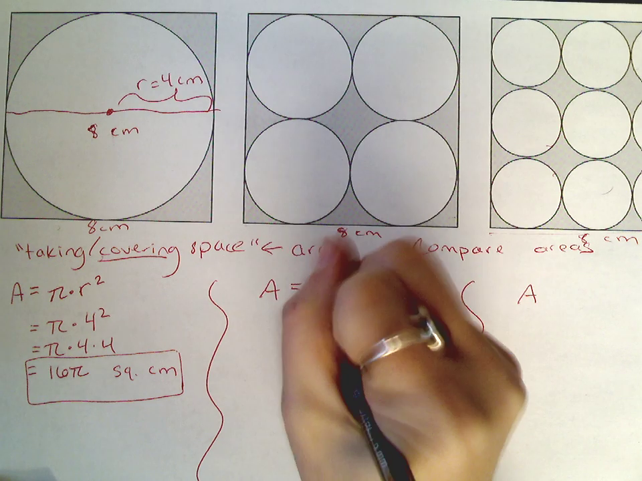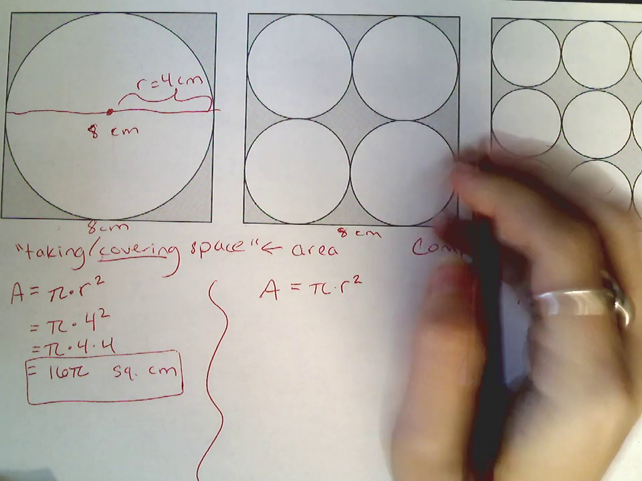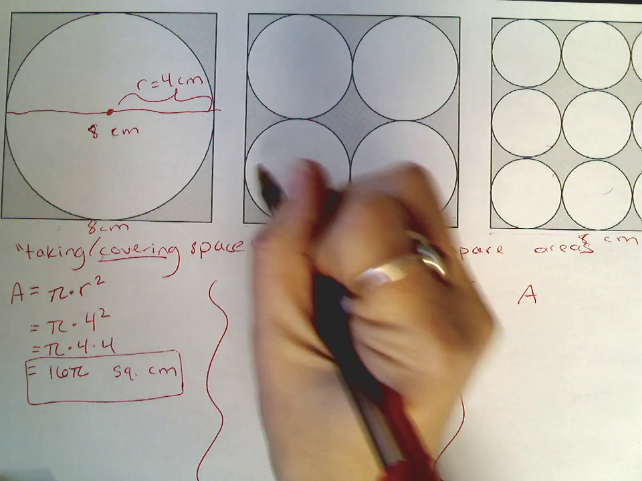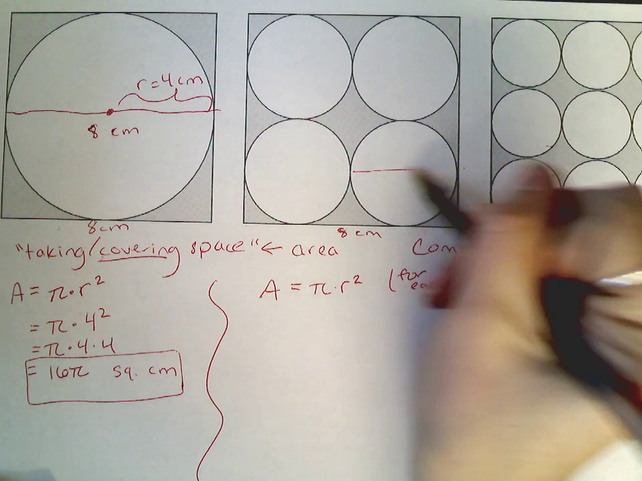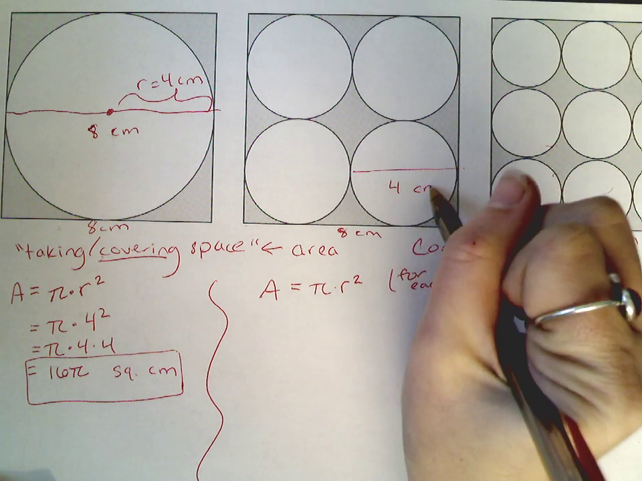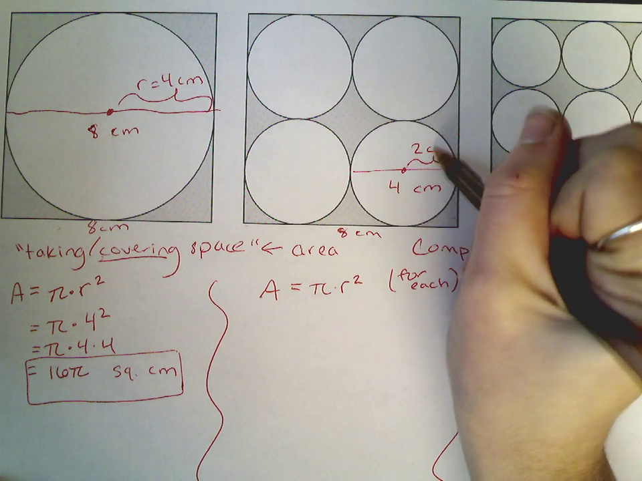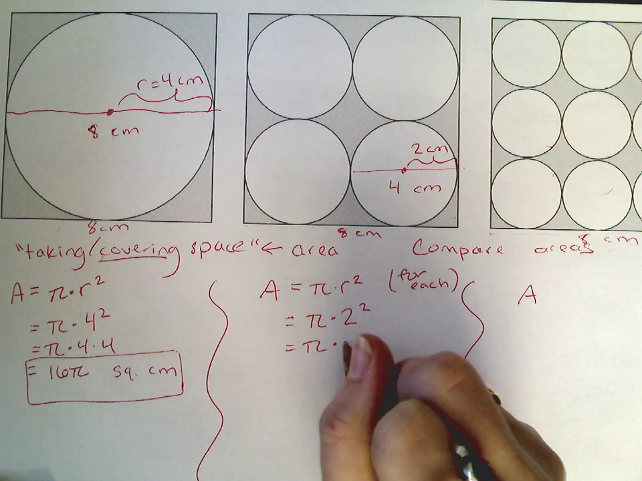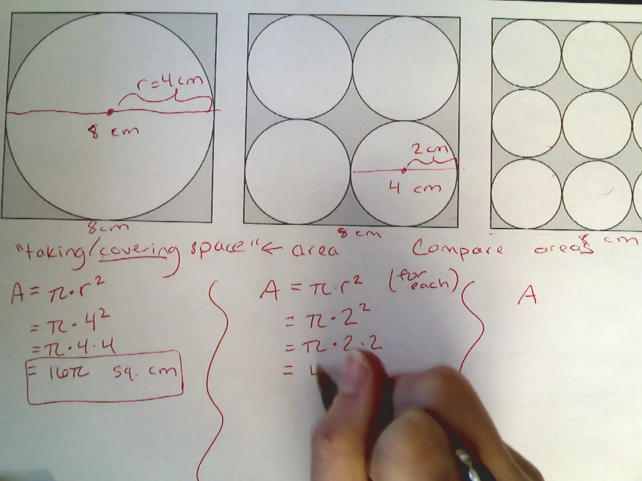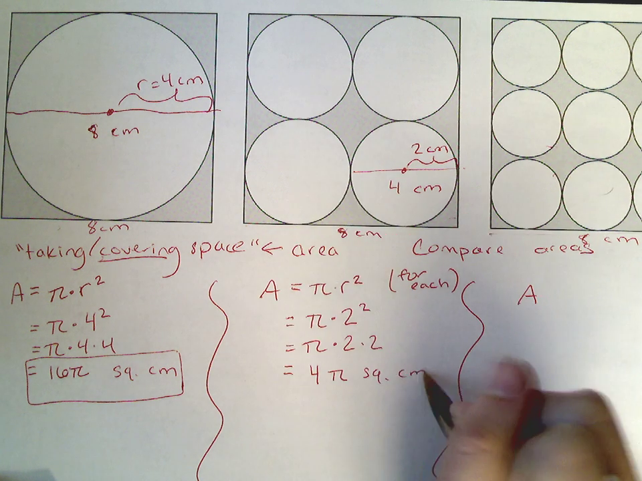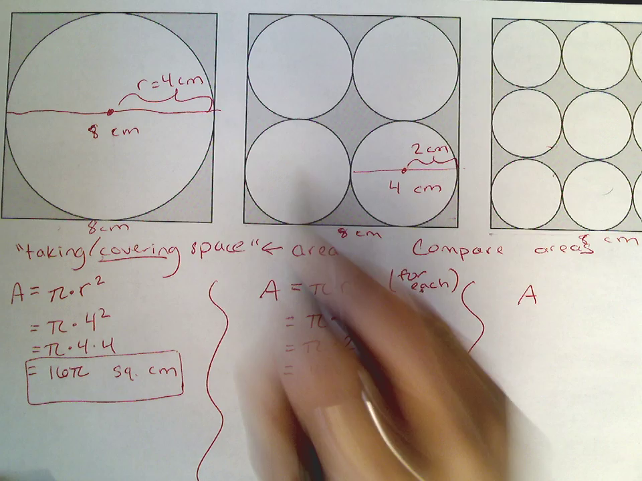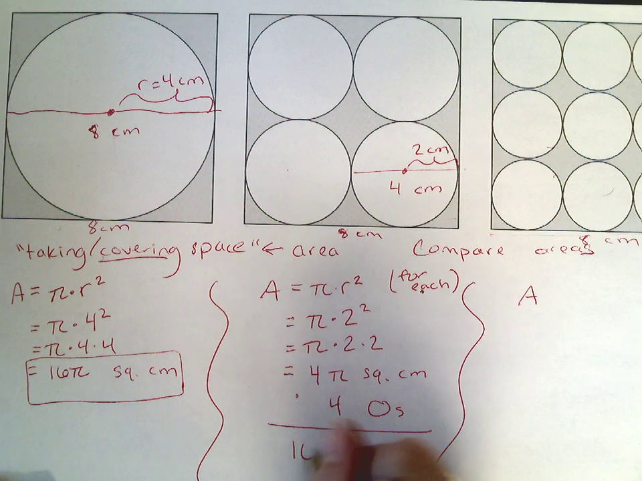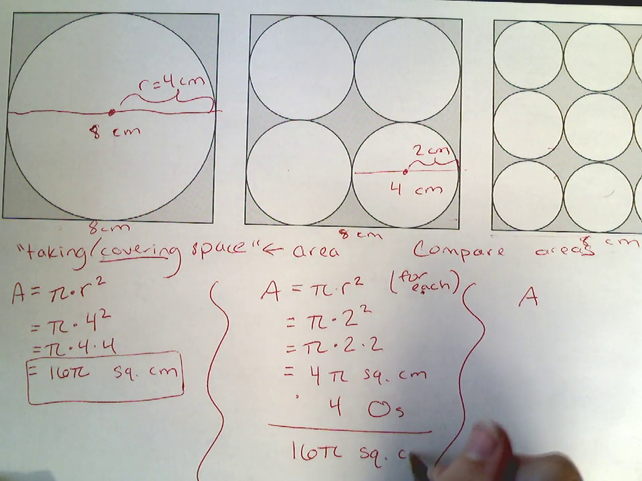The area of this one, well, we still have pi r squared, but we will have 4 of them. So it's for each circle. If this is 8 across, then going only halfway across for one circle, that's going to be 4 centimeters, which means that the radius is only going to be 2 centimeters. So I would have pi times 2 squared, which is pi times 2 times 2, which is 4 pi square centimeters. But that's only for each, and we have 4 of them. So we now need to multiply by 4 because we have 4 circles. And we end up again with 16 pi square centimeters.